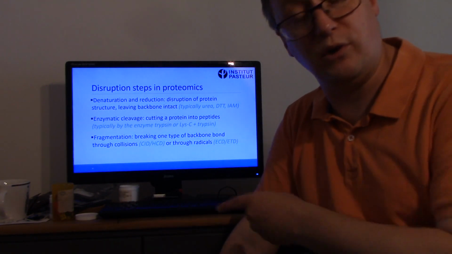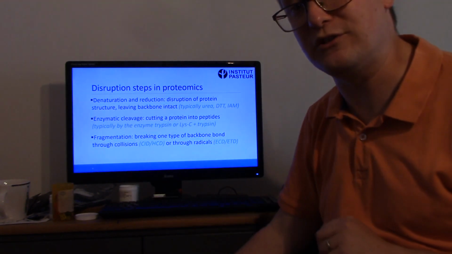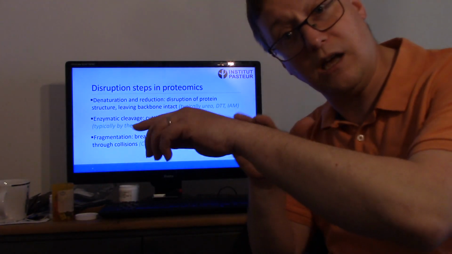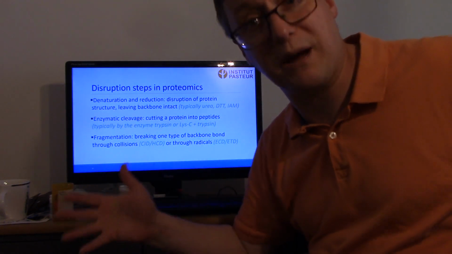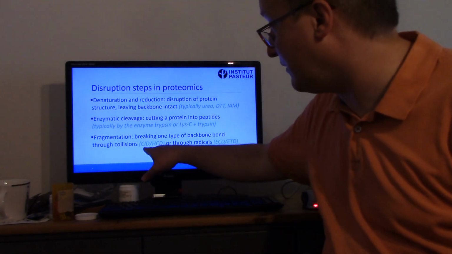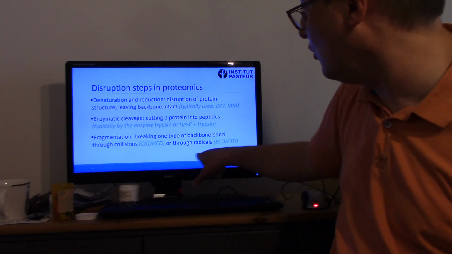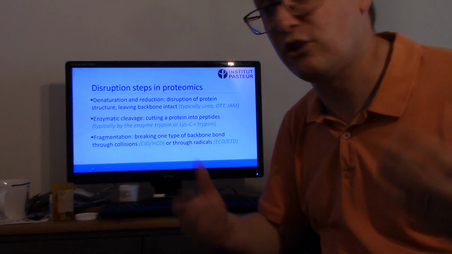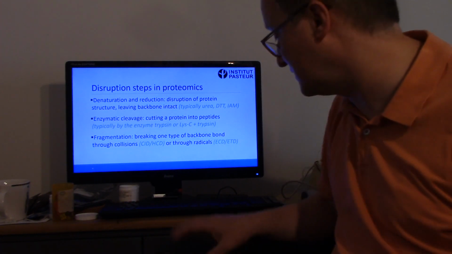Of these 3 bullet points on screen, the only one that takes place inside the mass spectrometer is fragmentation. Most typically, we're trying to break one type of backbone bond, meaning bonds that fall along the nitrogen-carbon-carbon, nitrogen-carbon-carbon, nitrogen-carbon-carbon backbone. So break one type of backbone bond through collisions, whether you're using collision-induced dissociation or higher energy collision-induced dissociation, or through making the peptide a radical. You see this frequently used in electron capture dissociation and electron transfer dissociation.